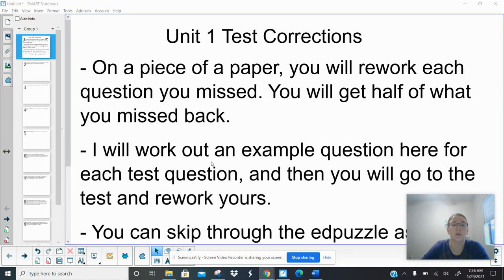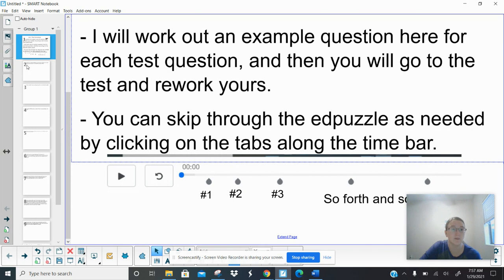I'm going to work out an example question here for each test question, and then you're going to go back to your test and rework yours. They are done the exact same way, except that they're different numbers. And I'm going to show you something with that in just a second. So once again, the problems I'm about to do are not the same as the numbers that you have, but they are done the exact same way. So you can watch how I do it if you need help, or if you can't understand why you messed up, you can go back to your test and then rework your problem in the exact same way with your numbers. Because it'll be kind of long, you only need to correct the ones you missed.